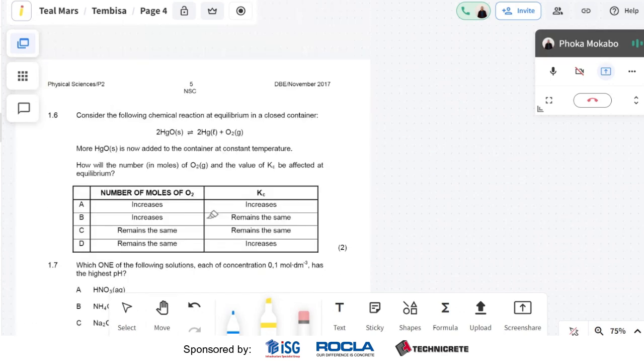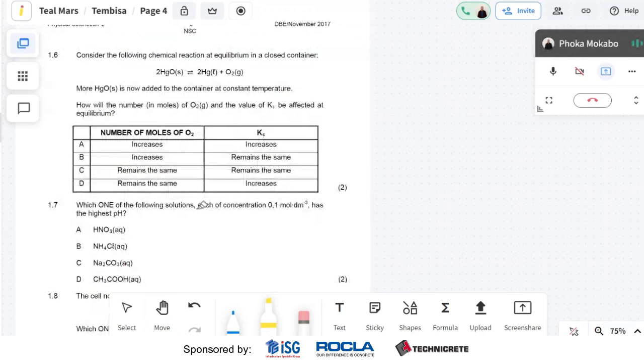Okay, then 1.6. Read it the first time. It's a chemical reaction at equilibrium question. So, chemical equilibrium. And if you read it a second time, they say that this equilibrium happens in a closed container. Luckily for you, in this case, they have balanced the equation for you. But had they not, you would have had to balance it yourself before doing anything in order to get your mole ratios.